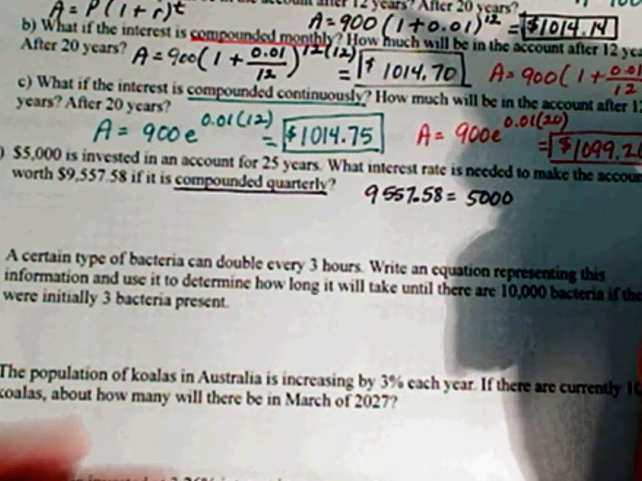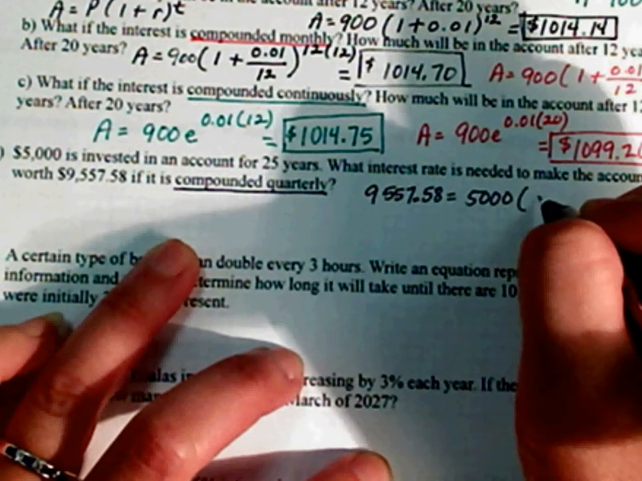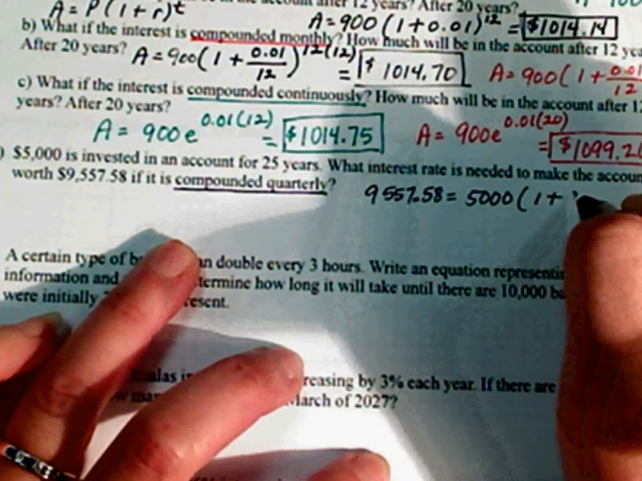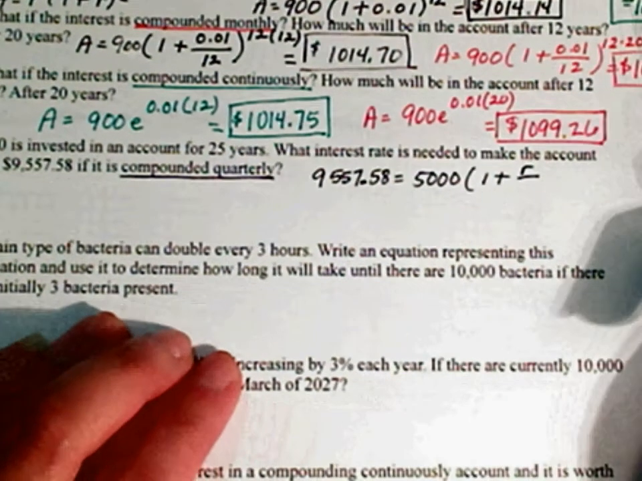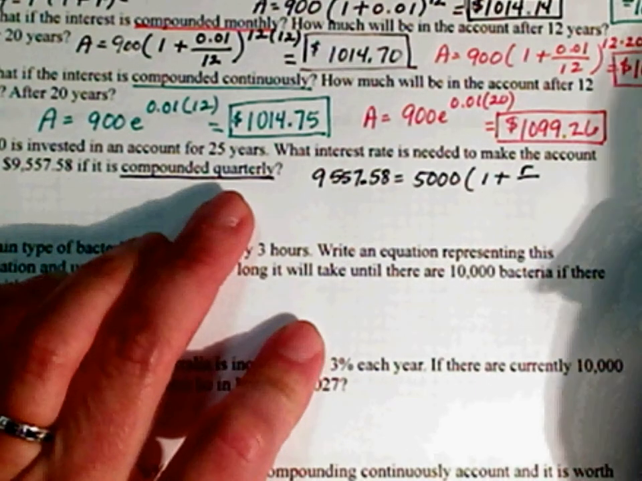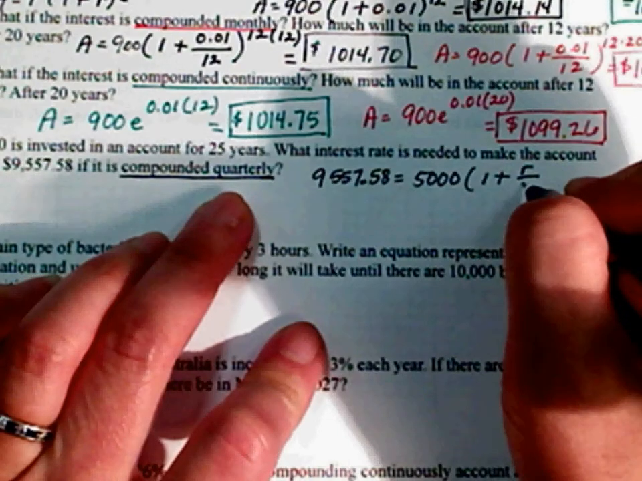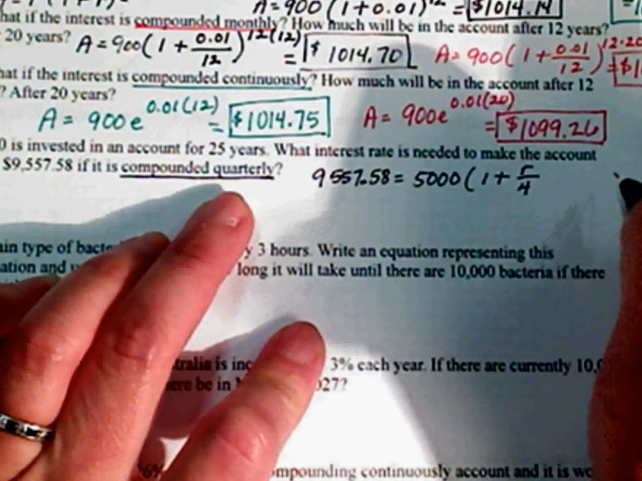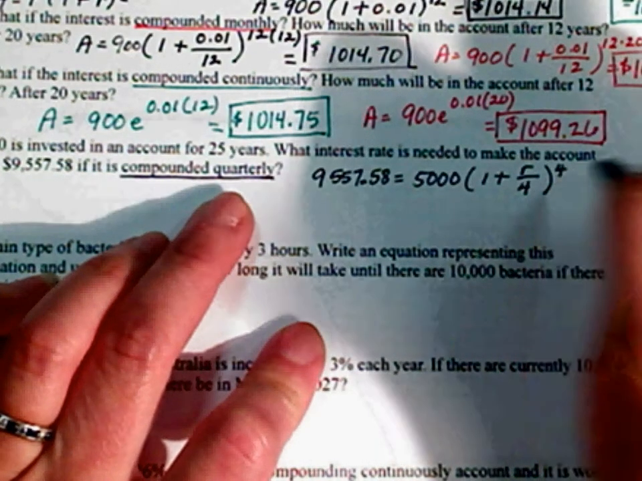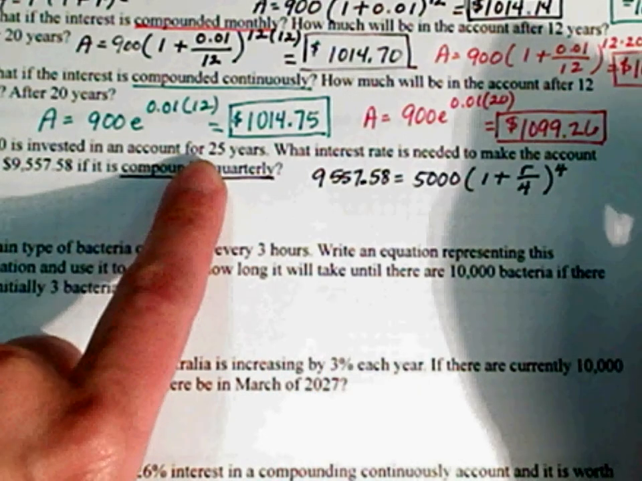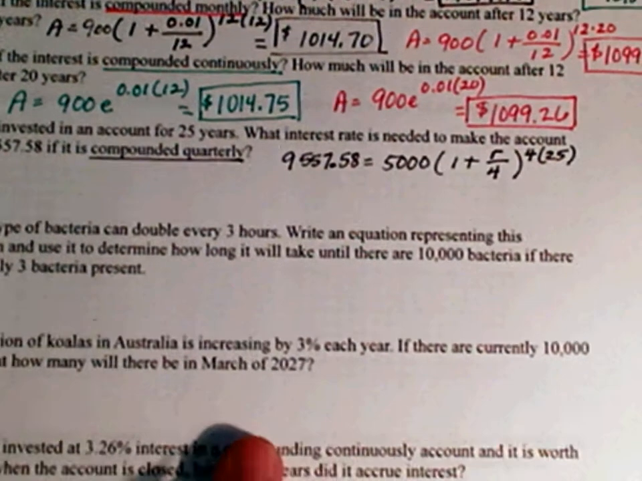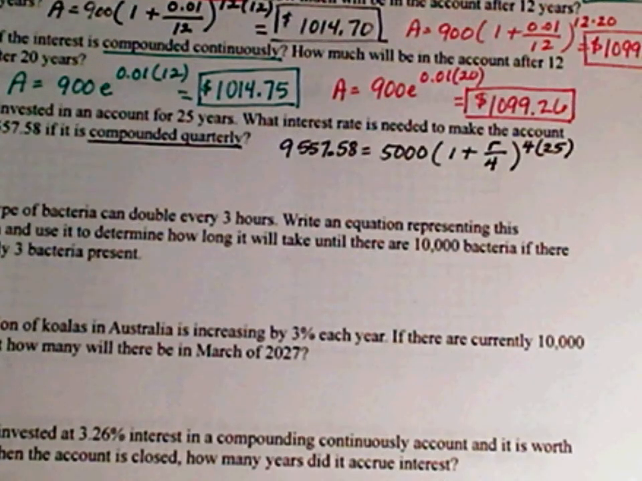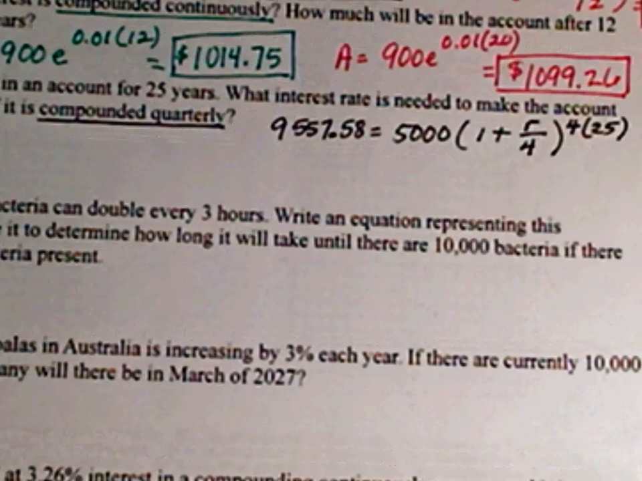Compound it. 1 plus, you want to know what the rate is. You don't know what the rate is, so I'm going to put R in for that. It's compounded quarterly. Quarterly is your K is equal to 4. Raised to the 4 times, how long is it going to be? 25 years. So there you have your equation. Okay? Everyone got the equation? All right.